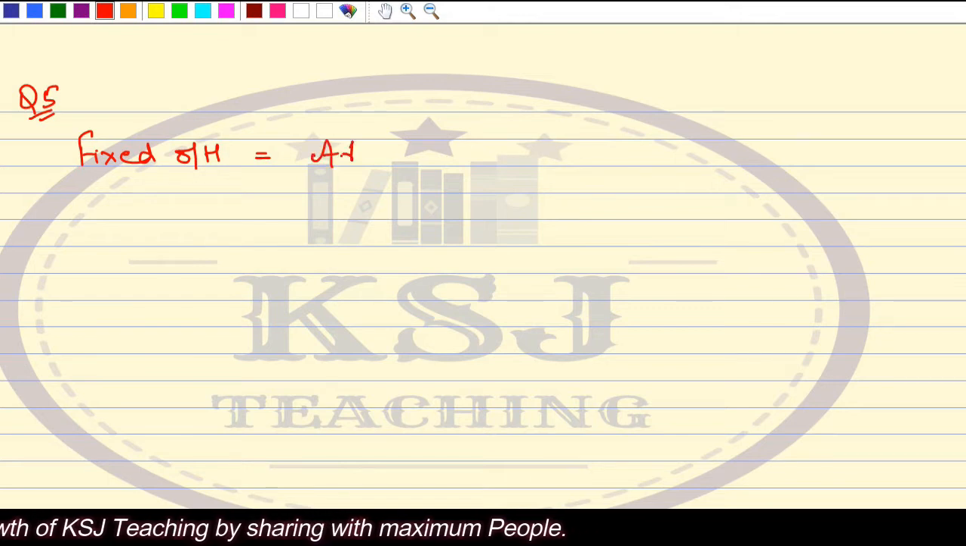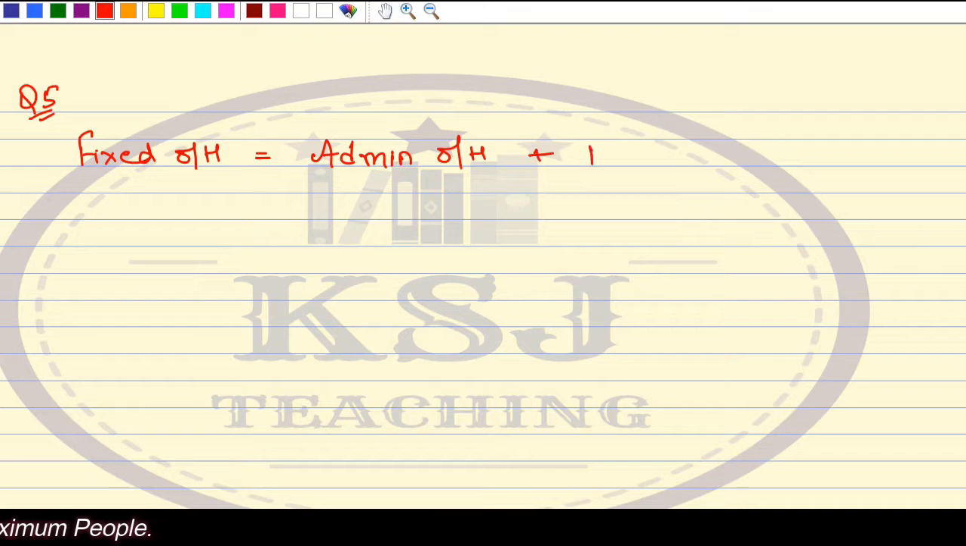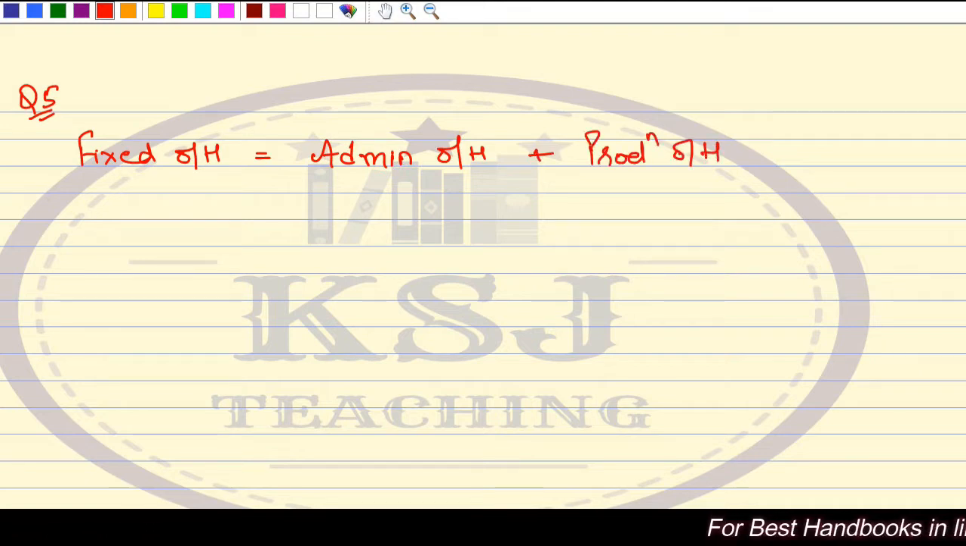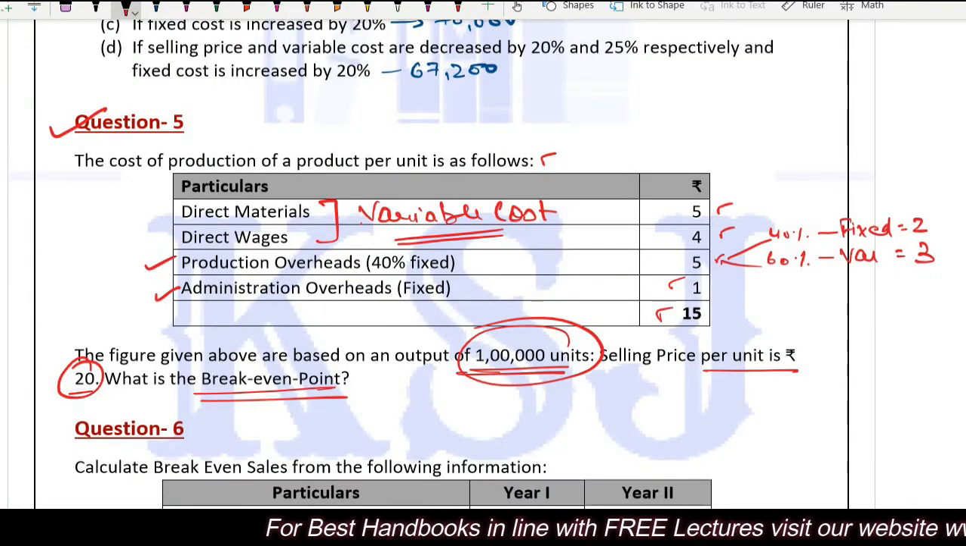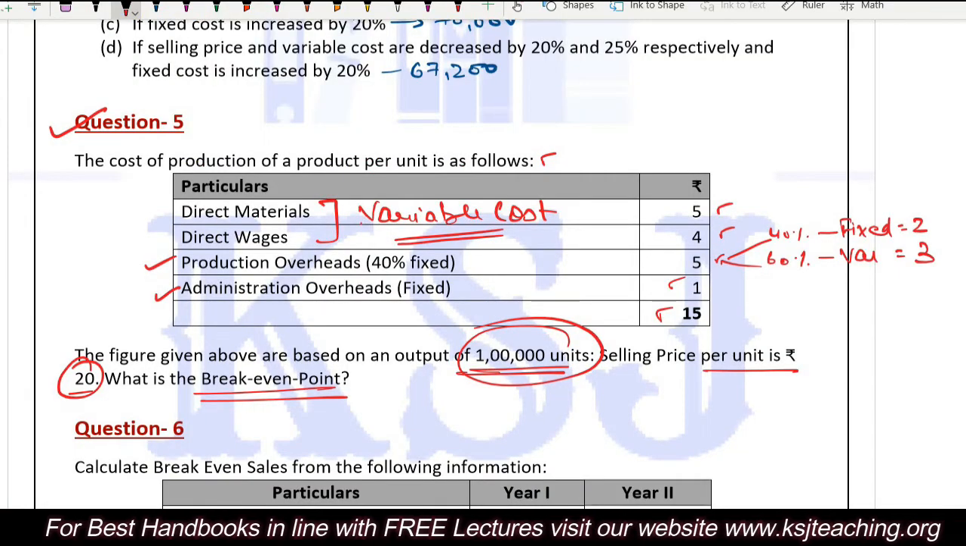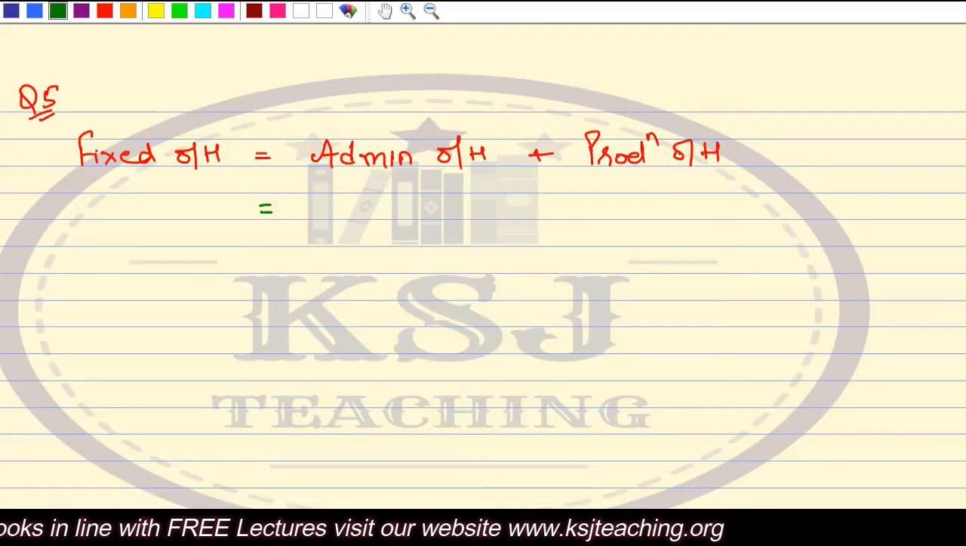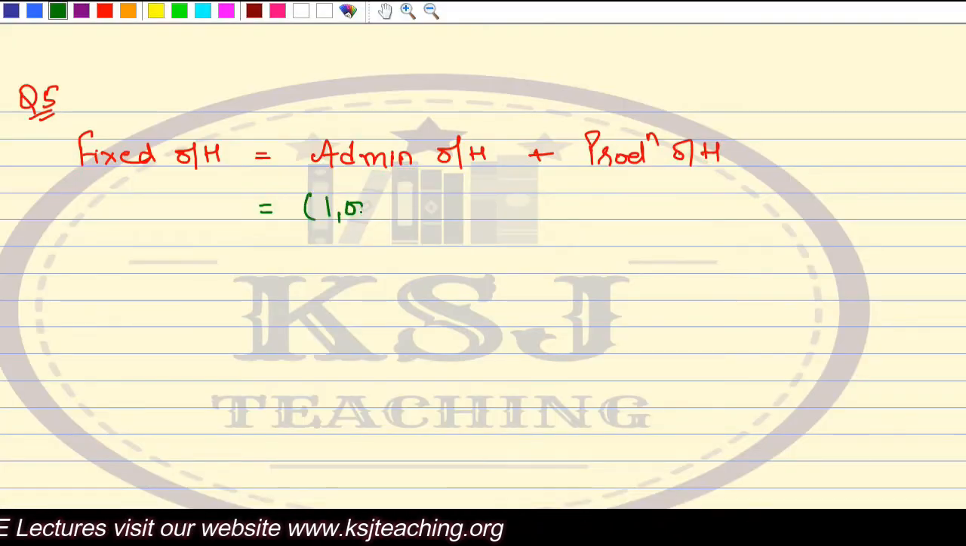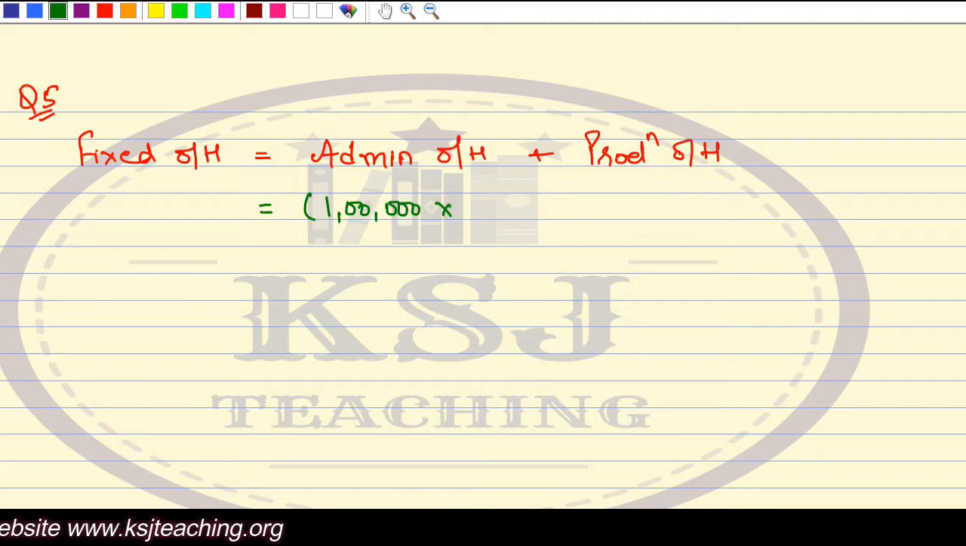So I will say fixed overheads is equal to admin overheads plus production overheads, right? Fixed overheads is equal to this. So what is administration overheads? 1 rupee per unit. How many units? 1 lakh units. So I'll say 1 lakh units multiplied by 1 plus production overheads.